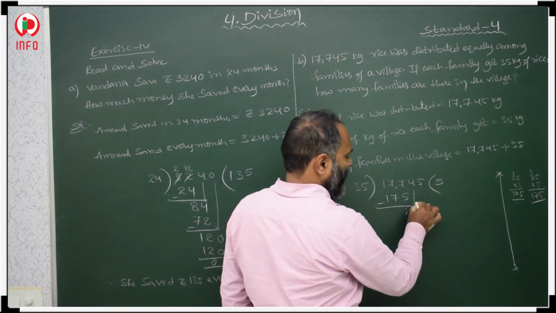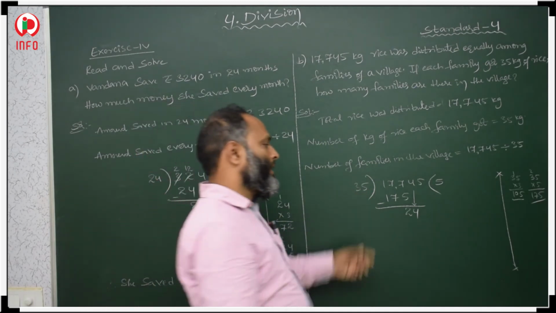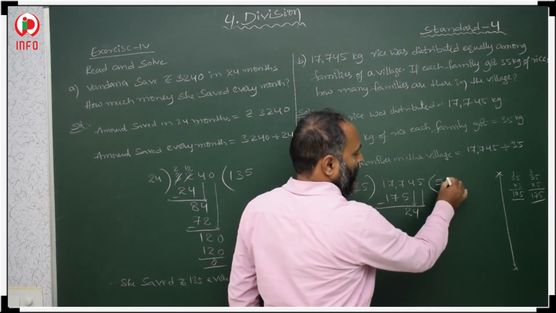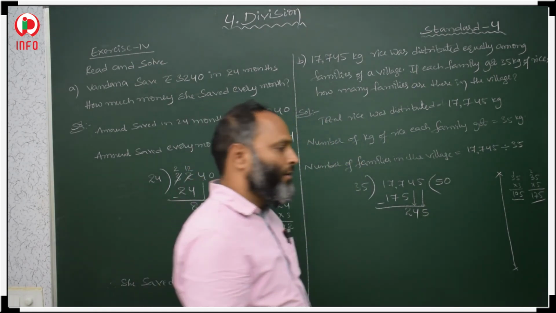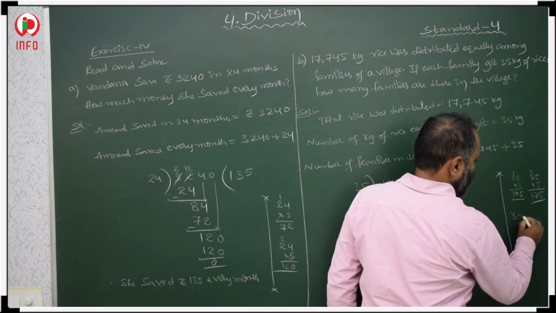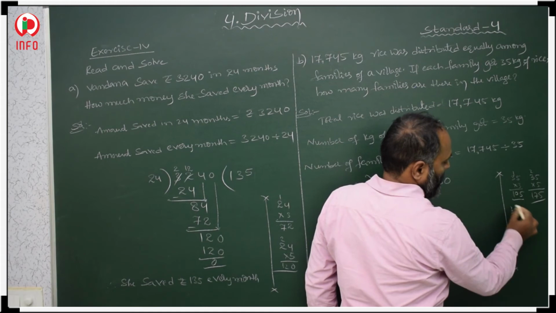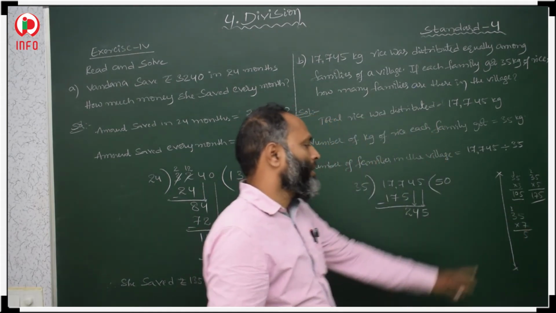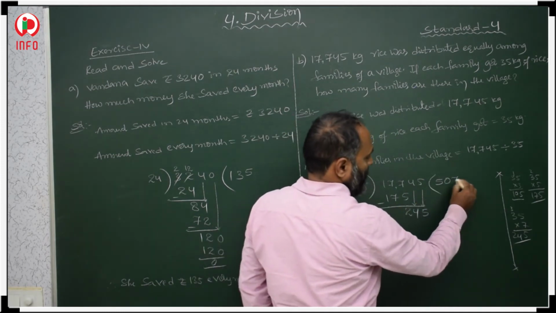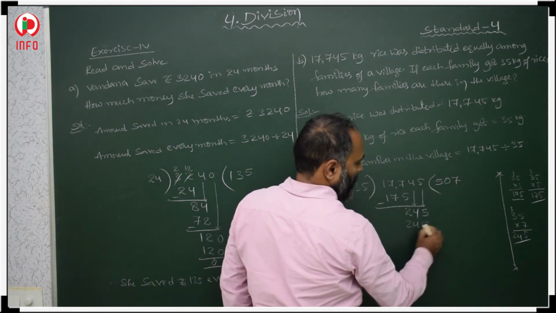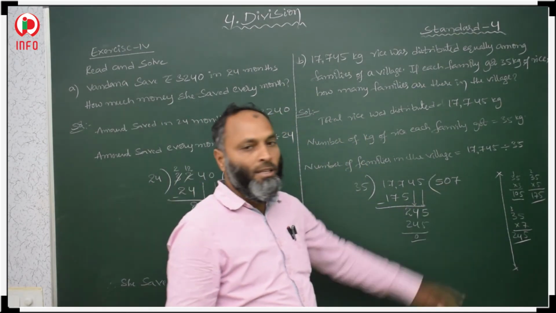Then again here 4, 24 is less than 35, so again we have to take one more number here. First we take 0 here, and after that we have 35 7s are 245. Then the number of families in the village is 507.